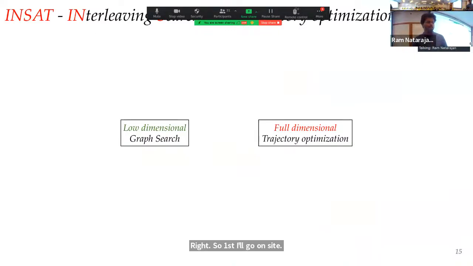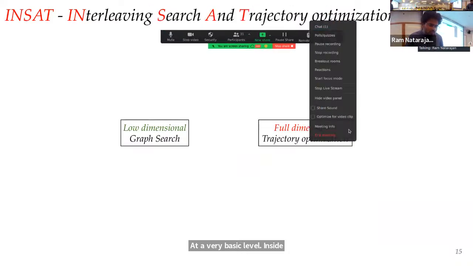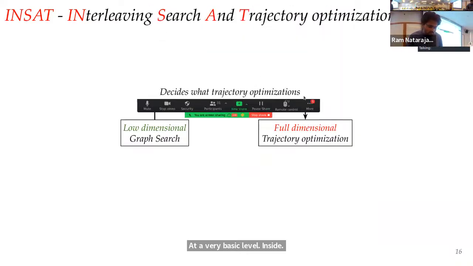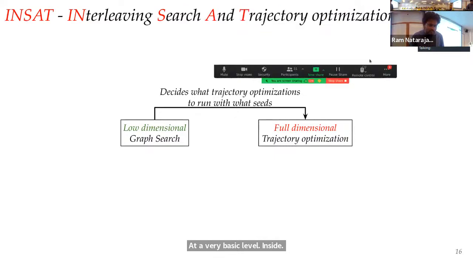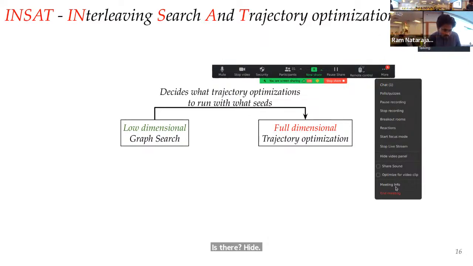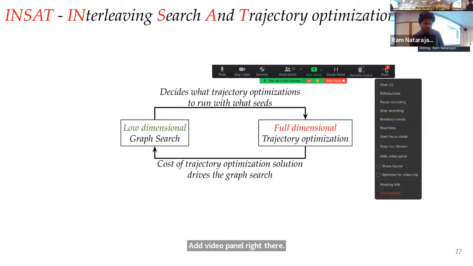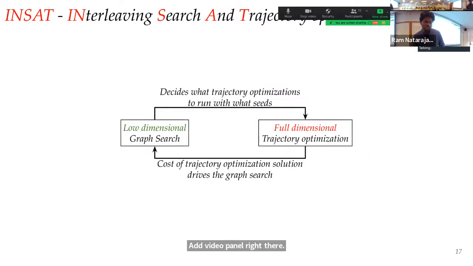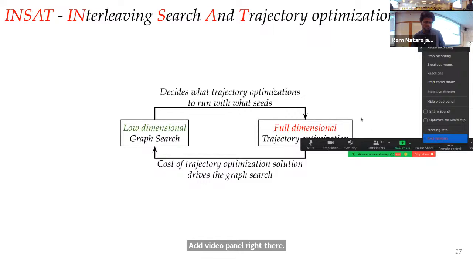Yep. Is there a hide? Hide video panel right there. Video panel, so that's really fine. Yeah. It made it worse.